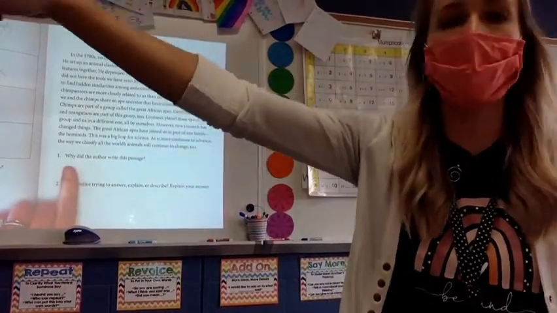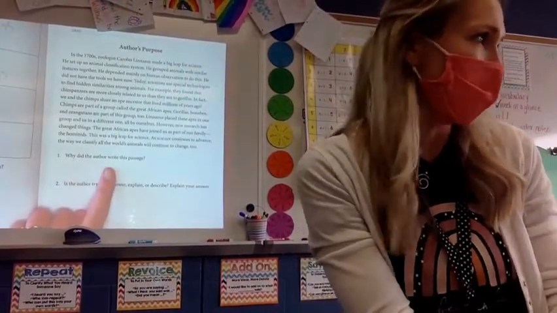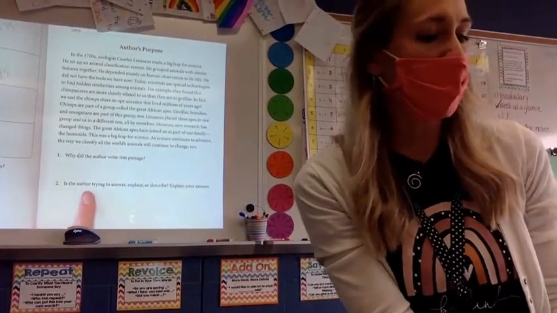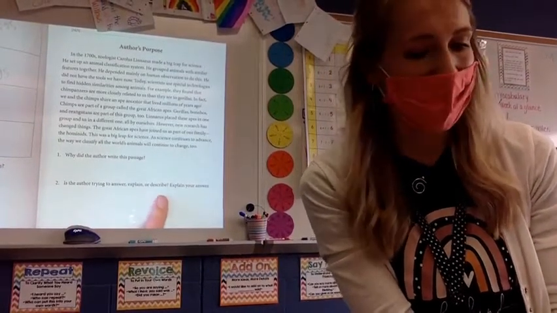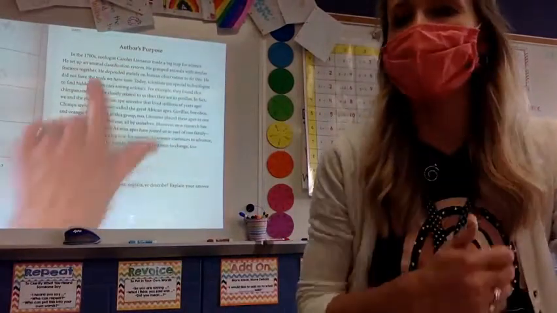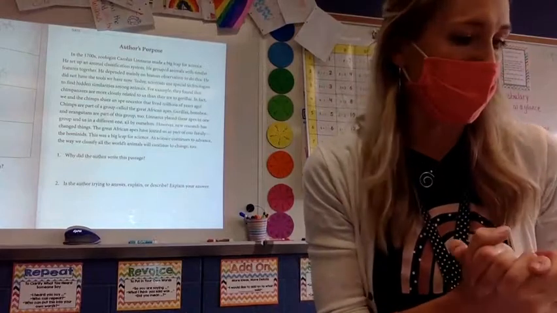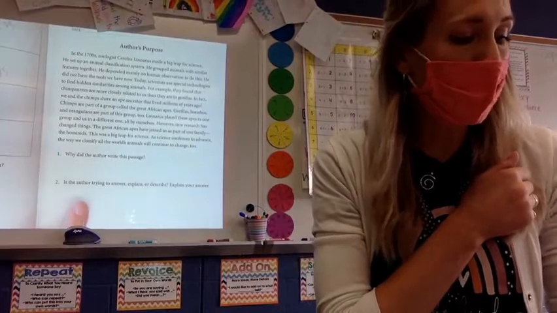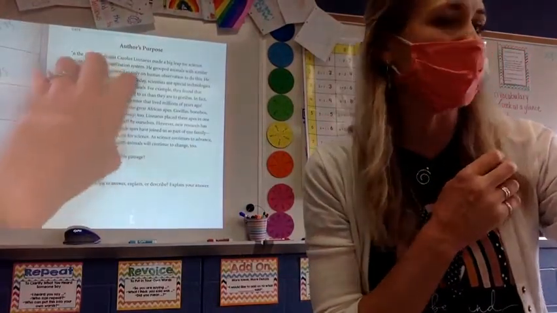The first one is on our poster, but it's also right on the page, and it says, why did the author write this passage? And the second question, read it with me, is the author trying to answer, explain, or describe? And then your job is to explain your answer, okay? So we're going to read this piece right here, and we're going to think as we go through, what is the author's purpose? So why did the author write this passage? And what is the author trying to answer, explain, or describe?